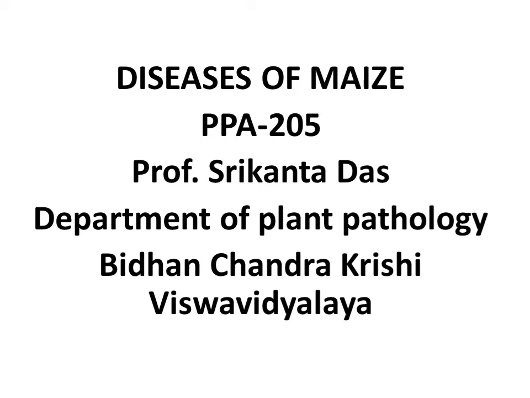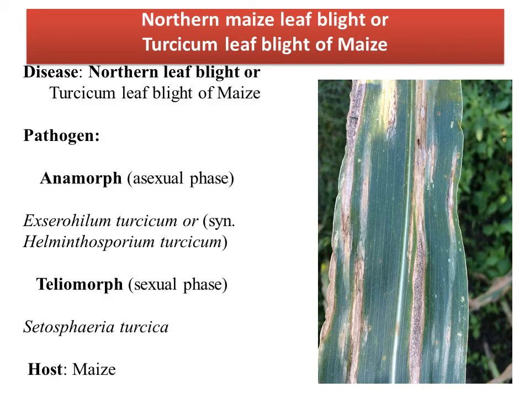Today I will discuss the diseases of maize. Now start with northern leaf blight. Northern leaf blight pathogen's asexual stage is Helminthosporium turcicum, and its sexual stage is Setosphaeria turcica.